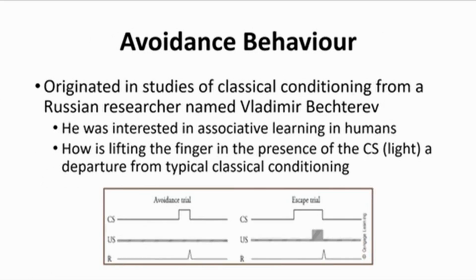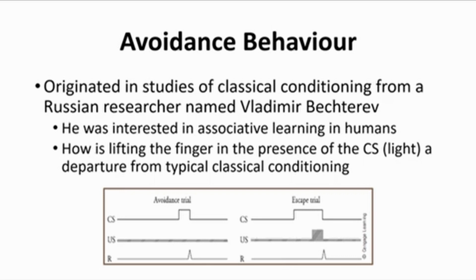Now, some of the earliest studies of avoidance behavior were conducted by Vladimir Bekhterev. I'm so bad at pronouncing names, but this name might sound familiar because he worked in Pavlov's lab. So he worked with Pavlov on Pavlovian or classical conditioning, but he was specifically interested in studying associative learning in humans. Now, for his setup, it wasn't a true classical conditioning setup.